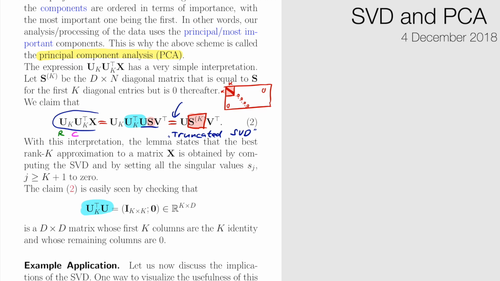Why does UK change to U? You mean from here to here? Or? No, the equation of UK times UK transpose, so the first UK is on the left. Oh yeah, this one, yes. Okay, you're right. So this, I said this is identity. Okay, so you're right. So UK has become U. So what you mean is from here to here, right?